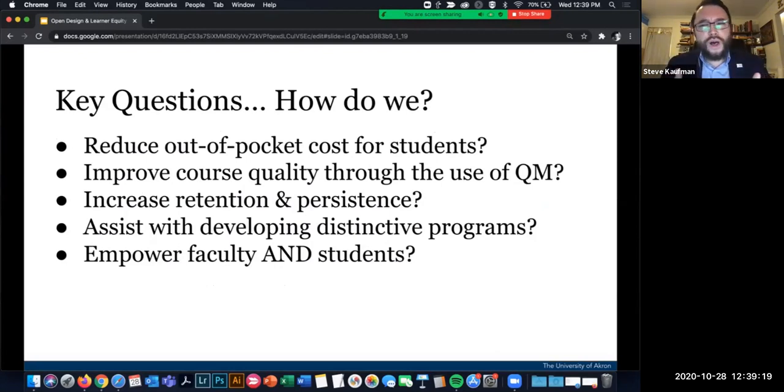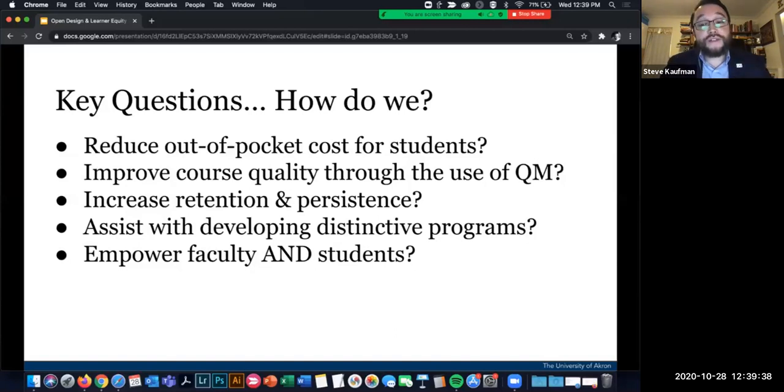How do we improve course quality through the use of QM, right? I'm preaching to the choir here. You know how QM can benefit quality assurance, but what might be some of the spin-offs of that when we're talking about open resources? How do we increase retention and persistence? That's something we're all concerned with. We're all in that business.